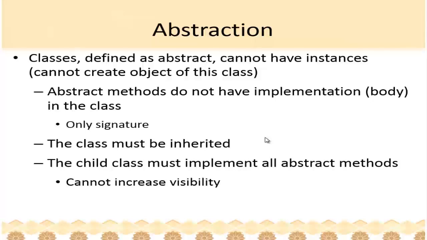If at all you want to use an abstract class, it must be inherited. So an abstract class on its own cannot be used because its methods are incomplete. So you will have to go for the inheritance, and the child class which extends this particular abstract class has to override or has to implement the methods of the abstract class.